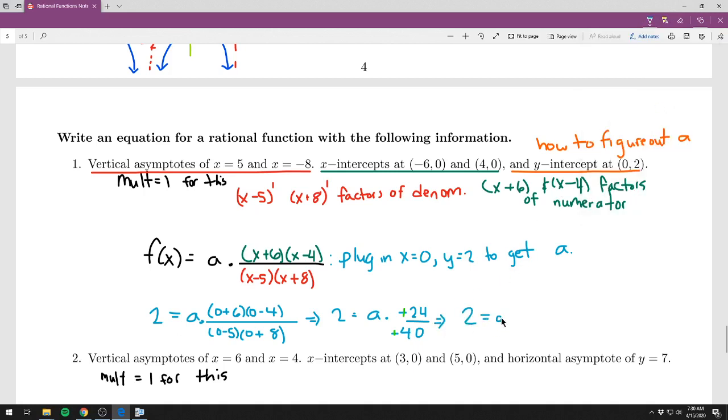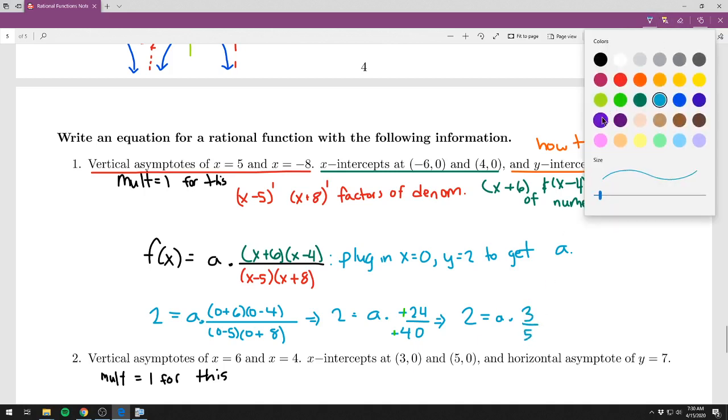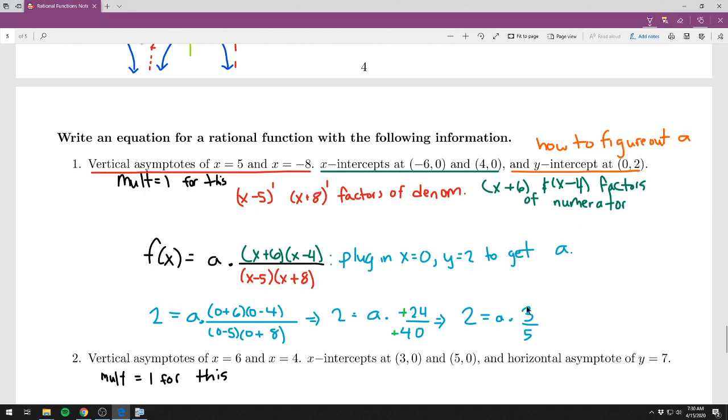And we can simplify 24 over 40. We can take a 4 out of each. We can take an 8 out of each and get 3 over 5. Now to finish getting A, we would just multiply by the reciprocal, multiply each side by 5/3. And we get A equals 5 times 2 is 10 over 3.